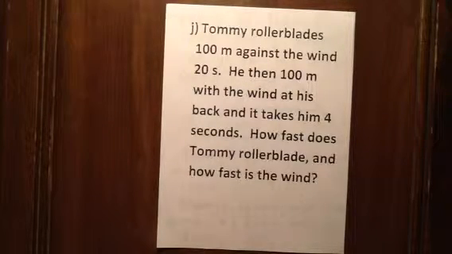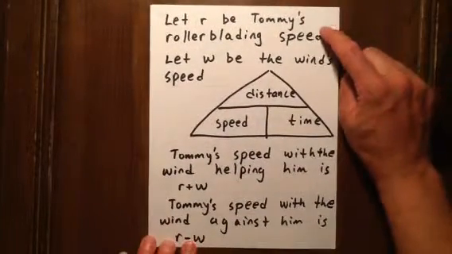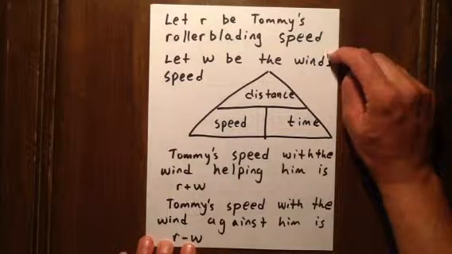And in order to answer this, it's helpful to picture, imagine rollerblading and the wind is at your back. It's helping you. It's really easy and you're going really fast. But then imagine you turn around and the wind is against you. Well, it would be kind of difficult. And so you'd go a lot slower. So what we're going to do in this question, first of all, is we're going to want to have R represent Tommy's rollerblading speed and W representing the wind's speed.